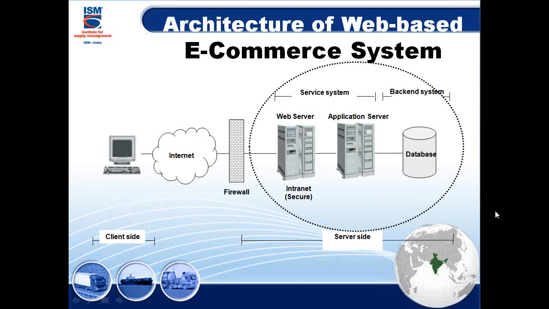This is how a typical e-commerce system looks, because we are using e-commerce tools for e-procurement, so I just want to explain it. You have computers on the client side, there's the internet, and there's a firewall, because you want to protect against hackers and all those things. On the server side, I have my web servers, application server, and database. So this is a typical e-commerce system, and the same tools and concepts we're going to use in e-procurement as well.